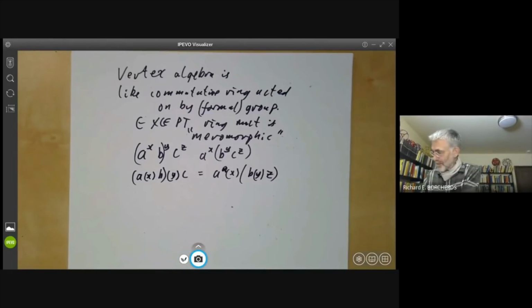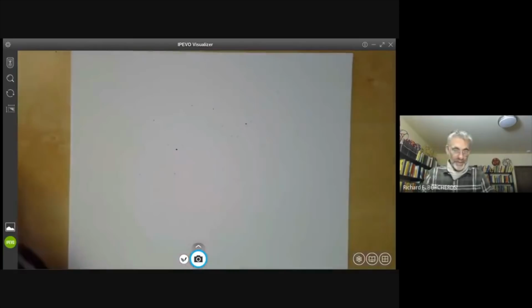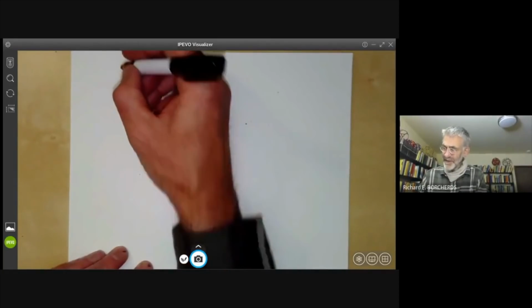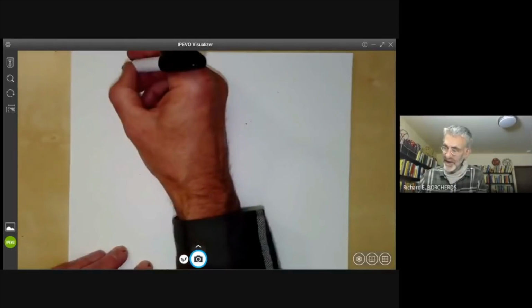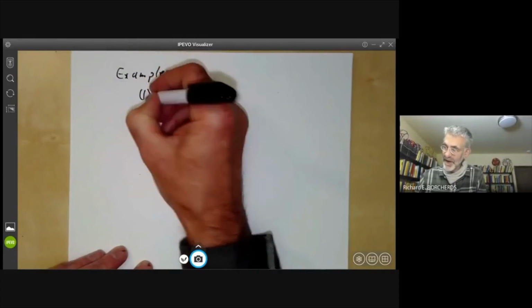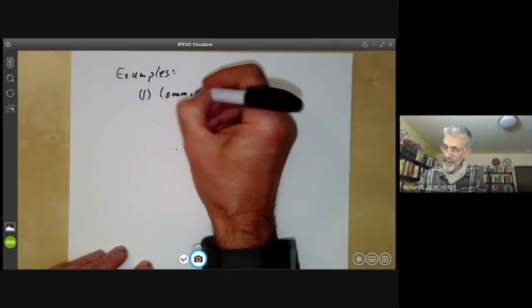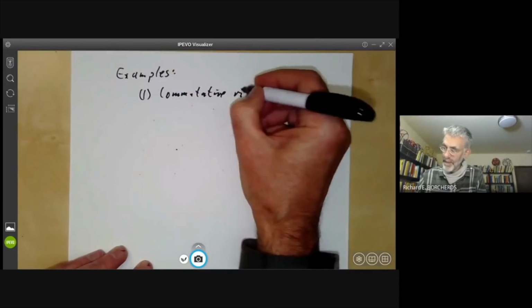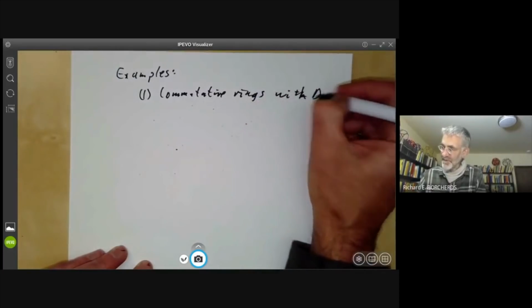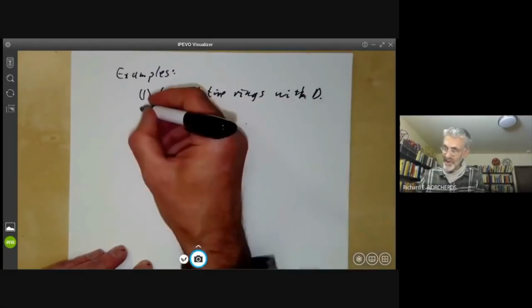So that was the original example of a vertex algebra. It was the vertex algebra of a lattice. So it was quite difficult at first finding further examples. So let me list some of the early examples. So first of all, we have commutative rings with a derivation. So these are the sort of uninteresting examples.